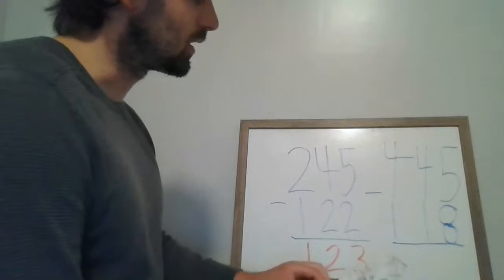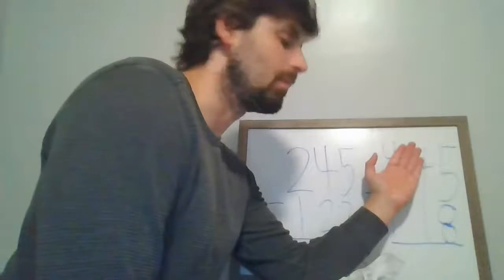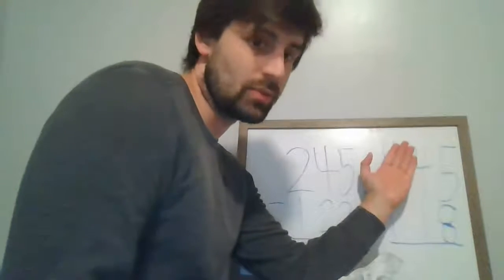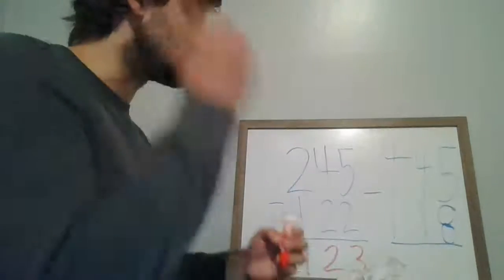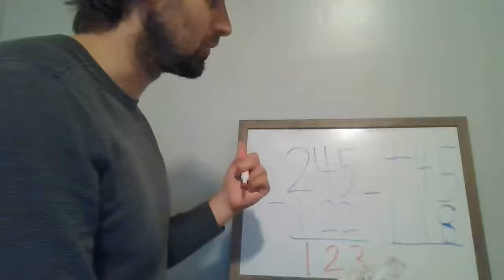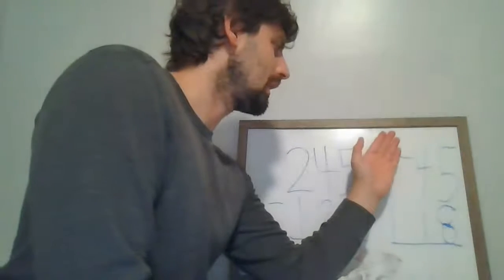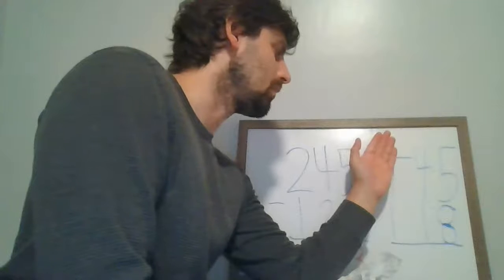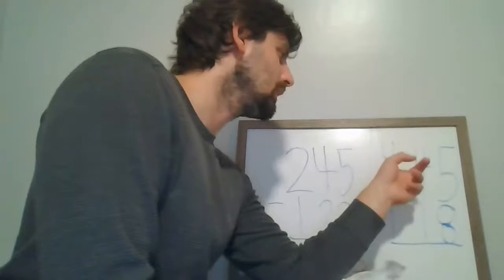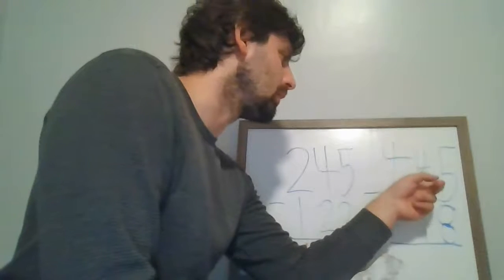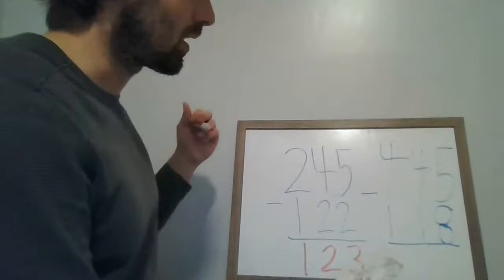Now for this one, looking at the ones place, 5 is the top number, 8 is the bottom number. Bottom number is bigger. That means we do need to regroup. We need to regroup in at least the ones place. We might need to regroup in the tens place too, but at least in the ones place, we're going to need to regroup. Tens place, looking at it now, 4 is the top number, 1 is the bottom number. So we're not going to need to regroup in the tens place, but we will need to regroup in the ones place. So there is some regrouping in this problem.